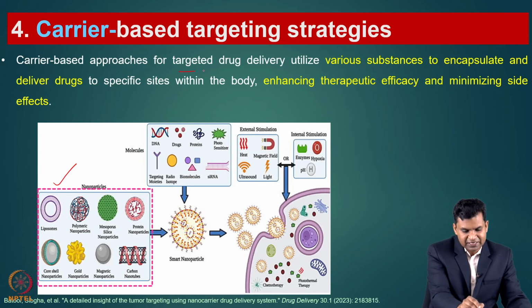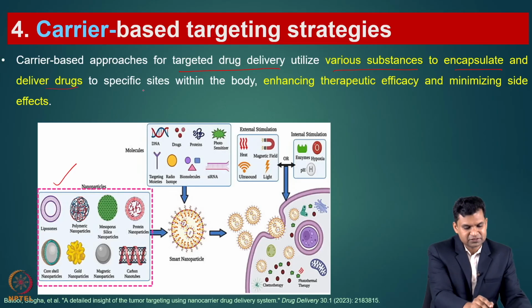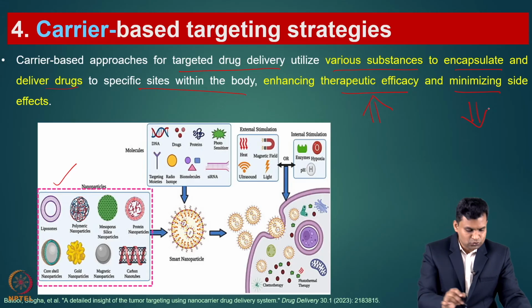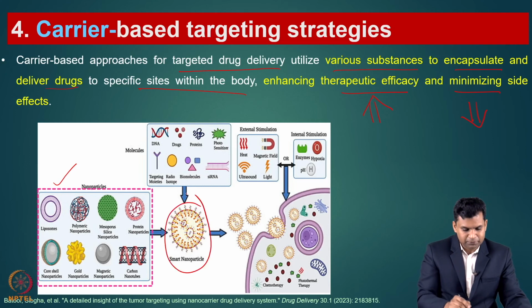So that is the purpose of using the carriers. With this we can expect targeted drug delivery. Here we can use various substances which need to be encapsulated or loaded into the carriers, and that will deliver the drugs to specific sites of the body. That will improve the efficacy and also reduce the side effects. Here you can see various nano carrier systems, and you can convert them into smart polymers.